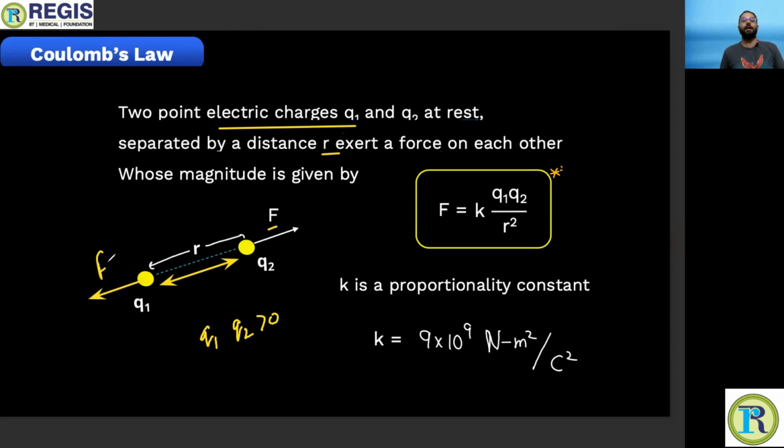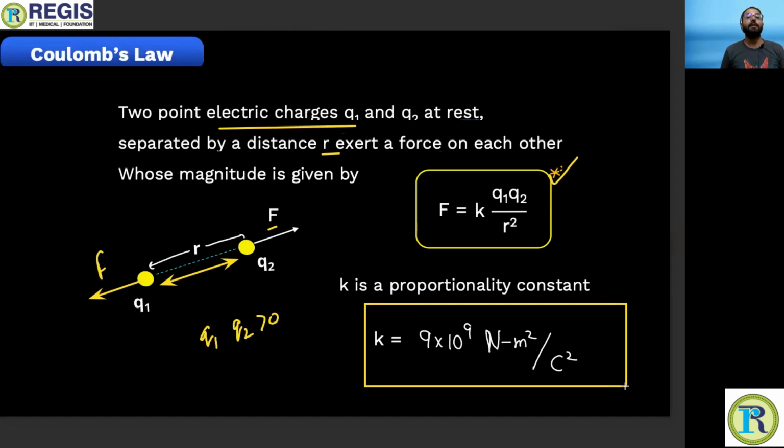And the magnitude of force F is given by this formula: K times Q1 Q2 divided by R square, where K is the proportionality constant, and its value is 9 into 10 to the power 9 Newton meter square per Coulomb square. So you can derive the unit of K from this formula also. From here we can say the value of K is equal to force into R square divided by Q1 Q2.